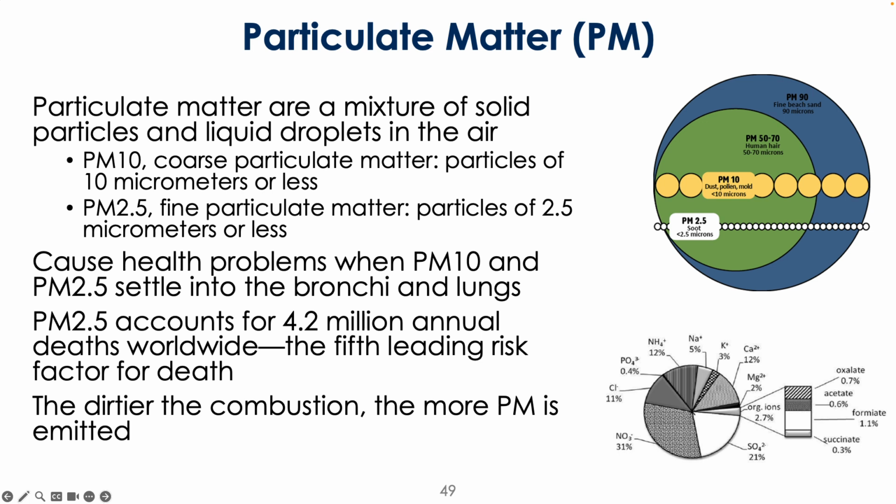So this is a little thing for scale here. PM90 in blue, that's like a grain of sand. PM50 in green, that is the thickness of a human hair. And then PM10 in yellow, that is dust, pollen, mold, looks something like this, so quite a bit smaller than the human hair. And then 2.5 are these little white dots, and that's basically from things like soot, very, very small, fine particles.